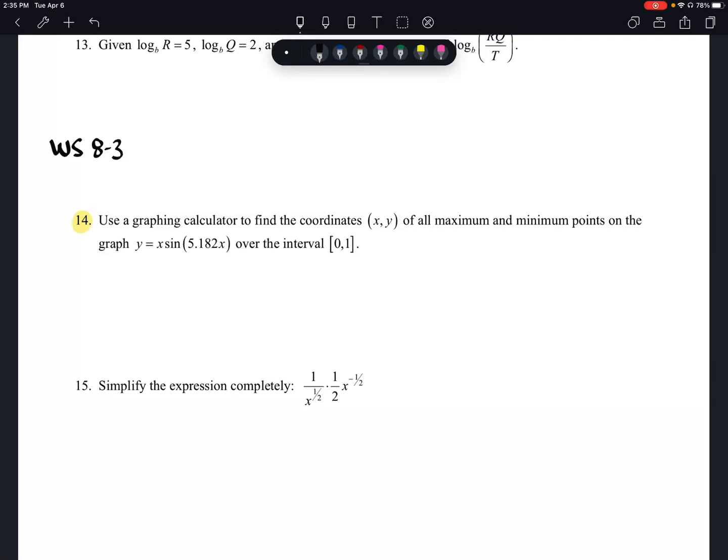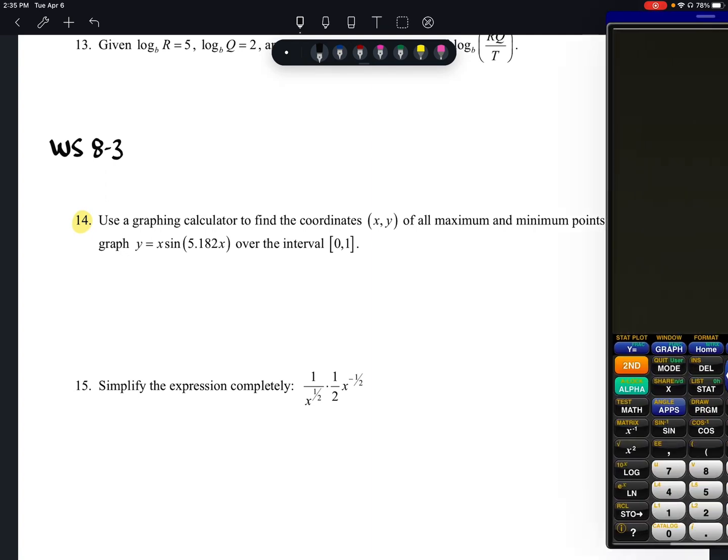Welcome to the video for worksheet 8-3, problem number 14. The directions state, use a graphing calculator to find the coordinates, x, y, of all maximum and minimum points on the graph y equals x times the sine of 5.182x over the interval from 0 to 1.